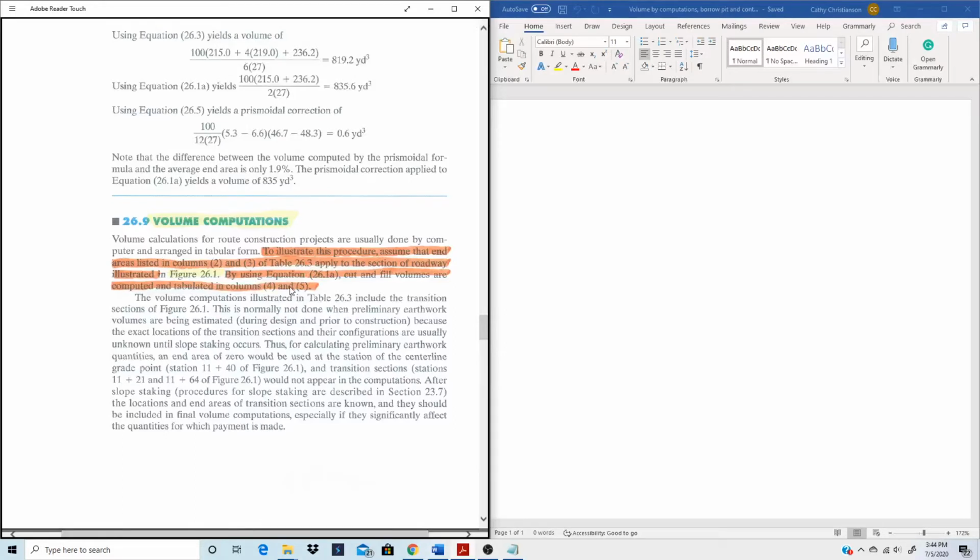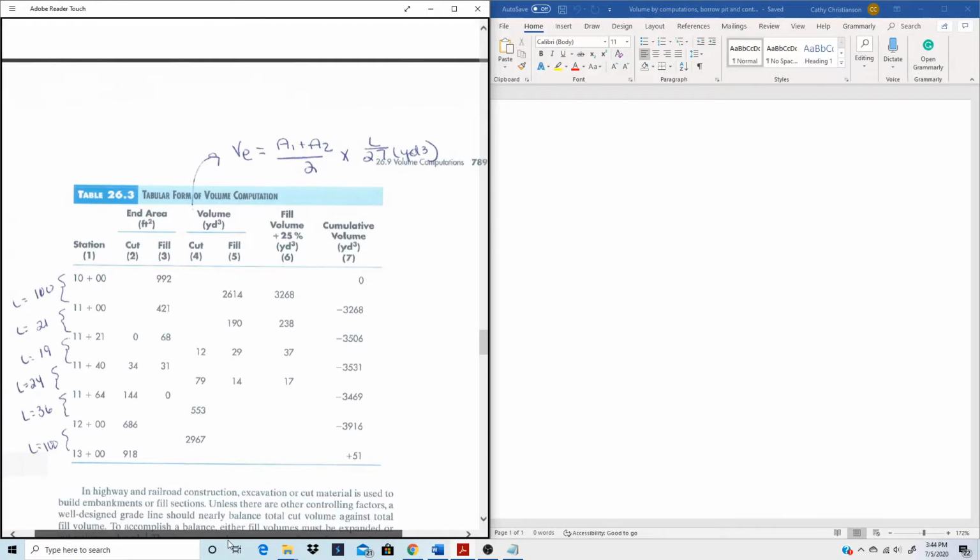So, to illustrate the procedure, assume the N areas are column 2 and 3, and I'll explain what those are. Alright, so at station 10, this is the area. So they already figured the area is 992 square feet. At station 11, again, this is still a fill, is 421 feet. Then at station 11 plus 21, there wasn't a cut, it still was a fill, but that's just kind of where we were going to transition. So you notice there's a lot of fill here, 992 square feet. And when they get here, we only have about 68 square feet.